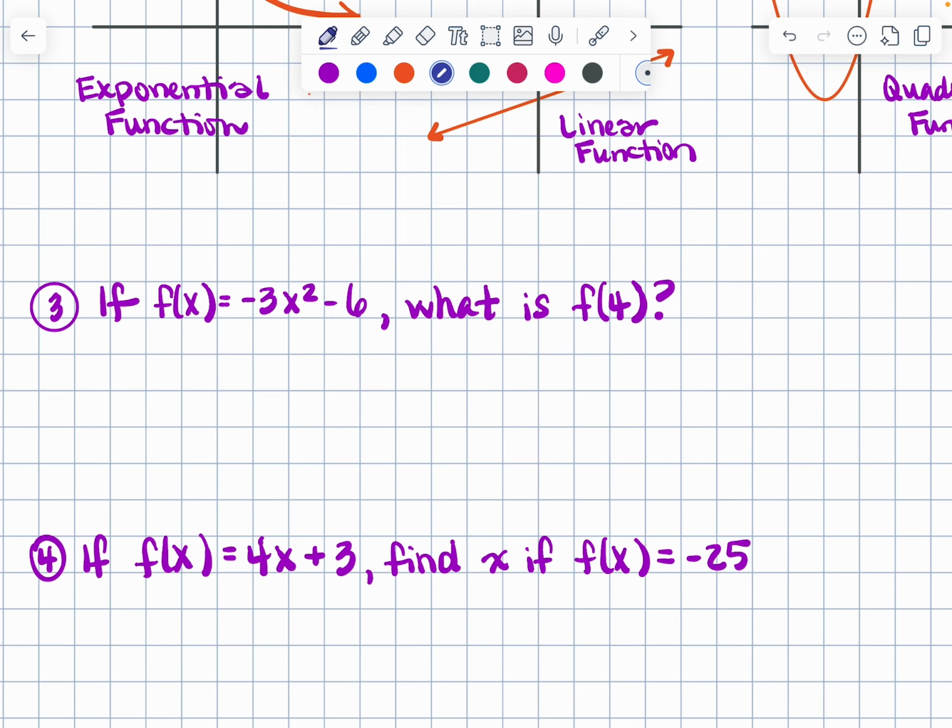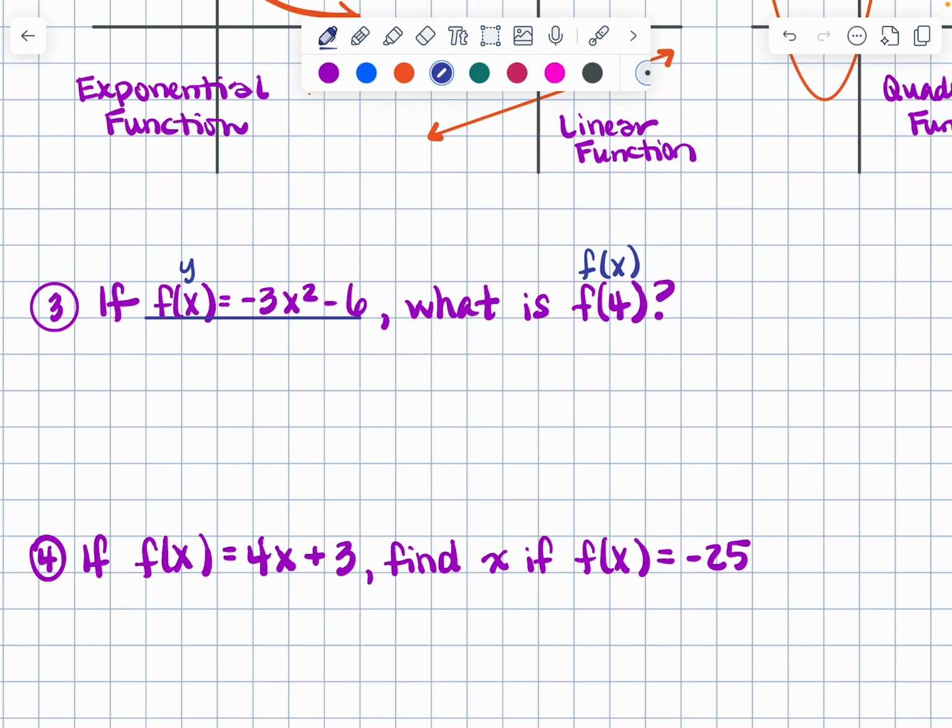All right, this next section is our function notation, right? And I put an example of each of them. So if f of x is negative 3x squared minus 6, so here's our function. Please remember, f of x is just a fancy way of saying y, right? That's all that is. So then it says, what is f of 4?